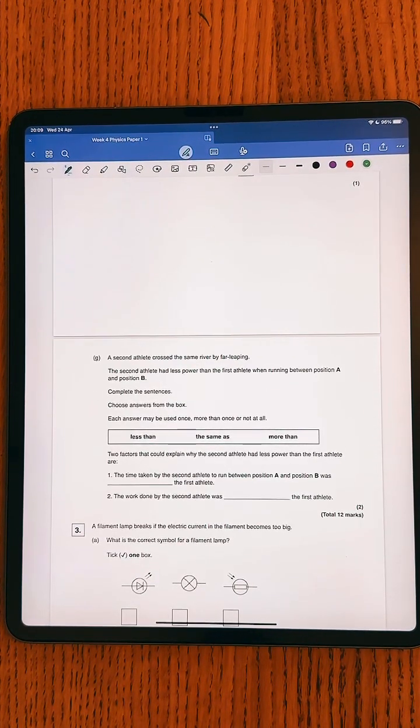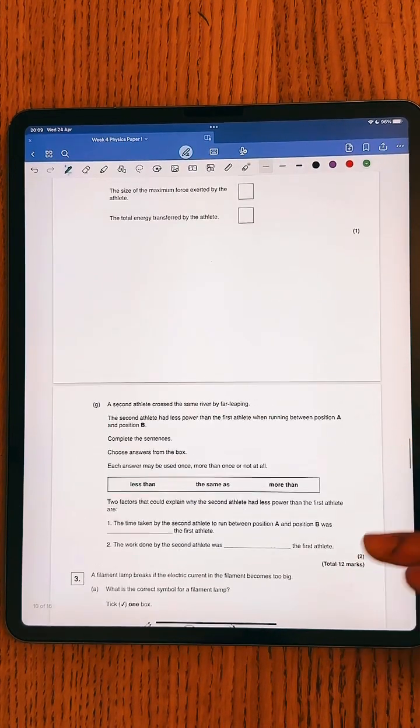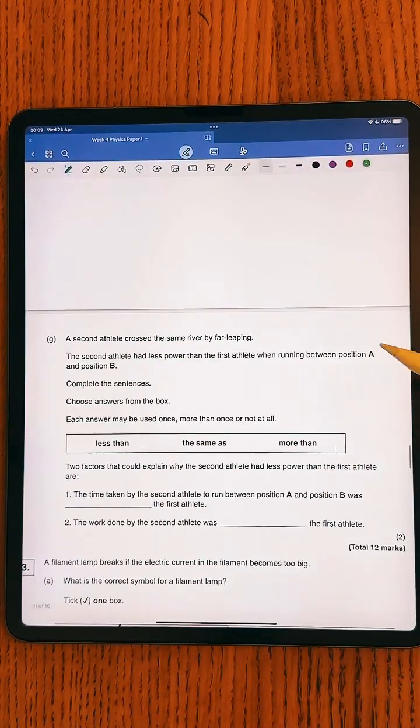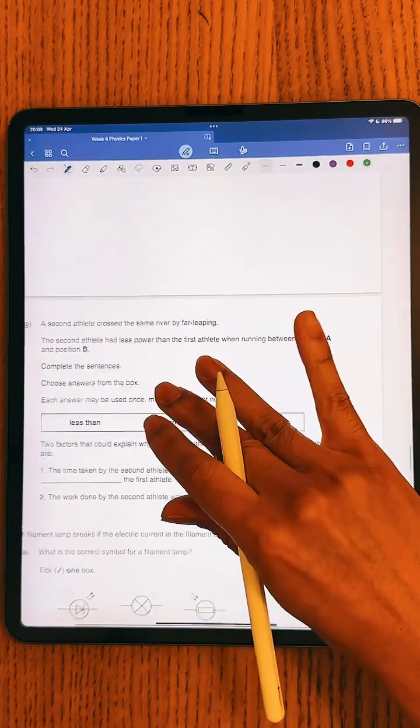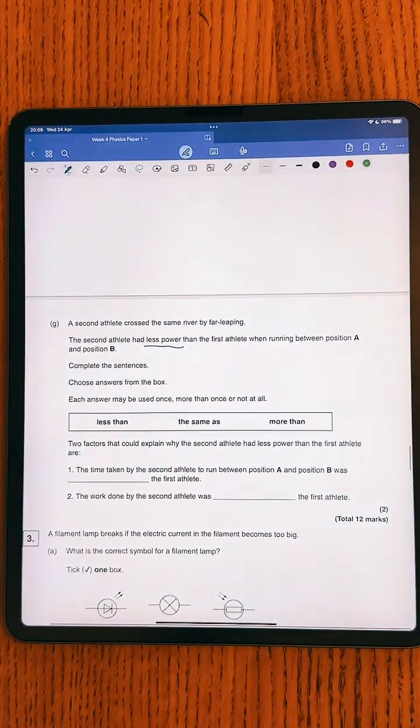Next question. A second athlete crossed the same river by far leaping. They had less power than the first athlete when running between positions A and position B. Complete the sentence. Two factors that could explain why the second athlete had less power than the first athlete are: the time taken by the second athlete to run between positions A and B was something the first athlete. Second one, the work done by the second athlete was something the first athlete. What do you guys think these words are?